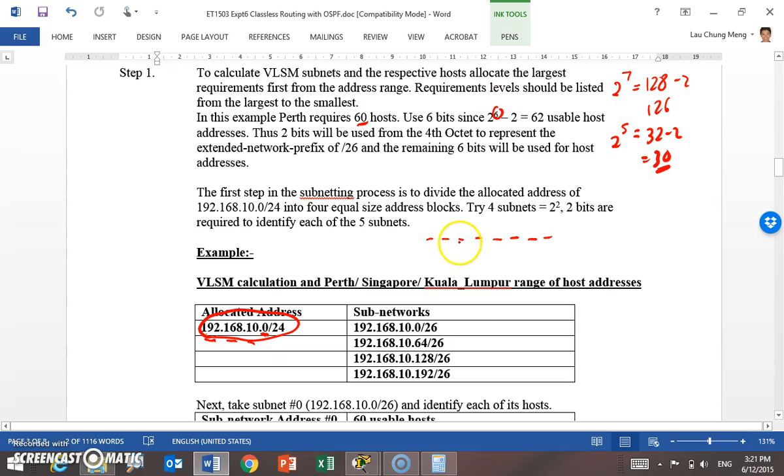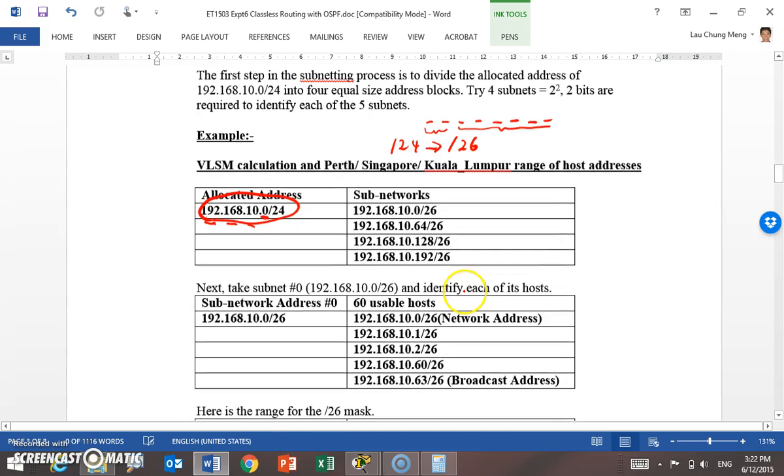So 6 bits means we only need up to here, 6 bits of host bits. These two can be used for your network. So we'll use these 2 bits for network. The subnet mask will increase from /24 to /26. We only need 6 bits for the host. Which is why we subnet a /24 to /26.